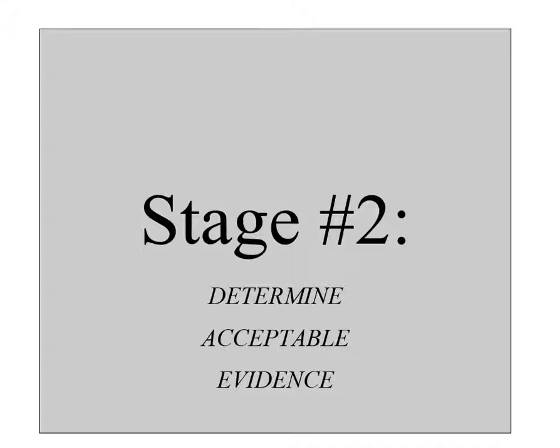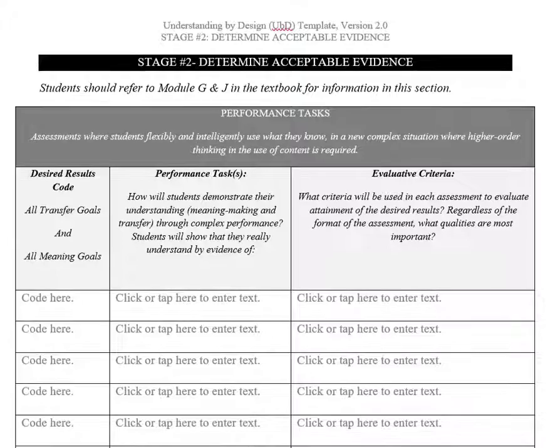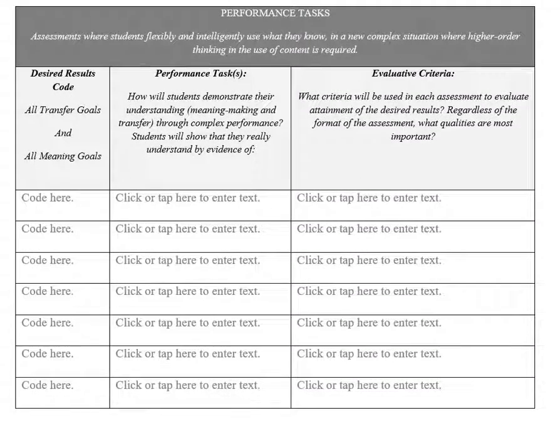Let's get started. In Stage 2 of the Understanding by Design approach to building courses and curriculum, we must determine acceptable evidence to measure student success. To begin Stage 2, we need to identify performance tasks.